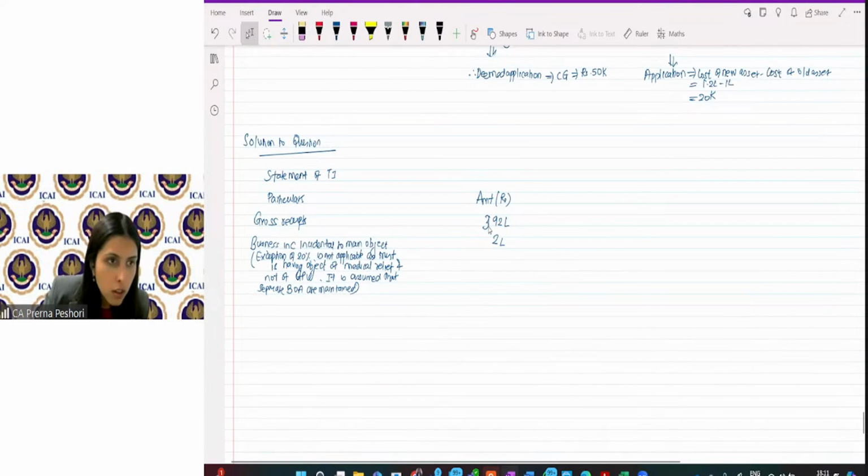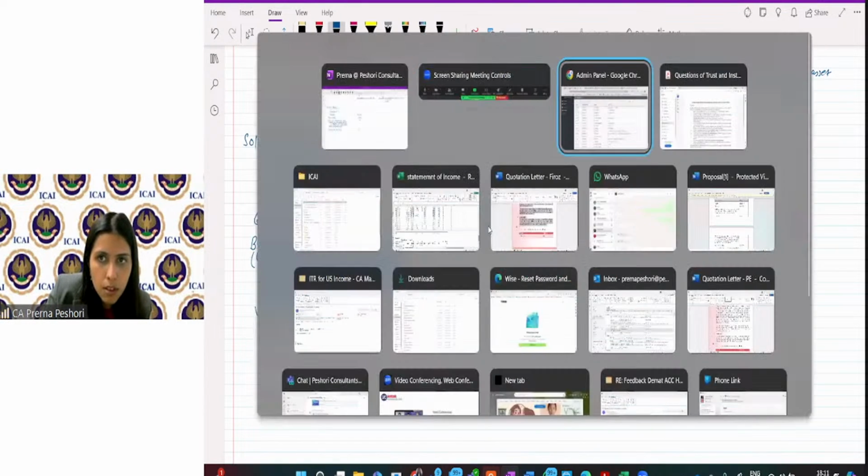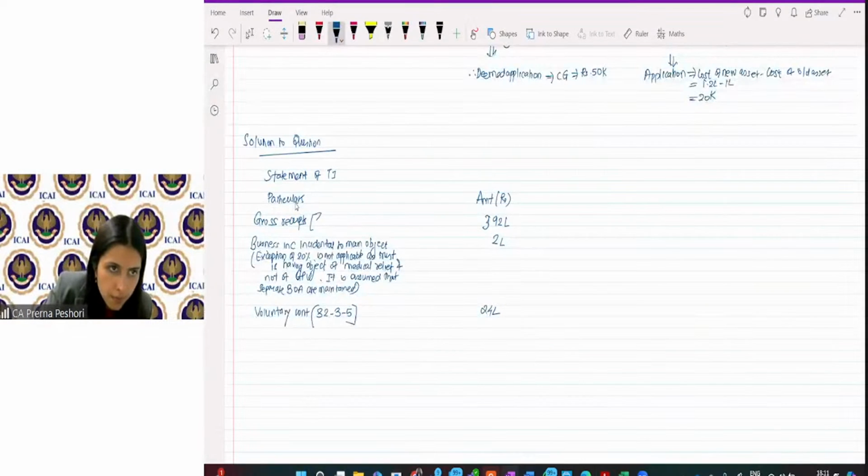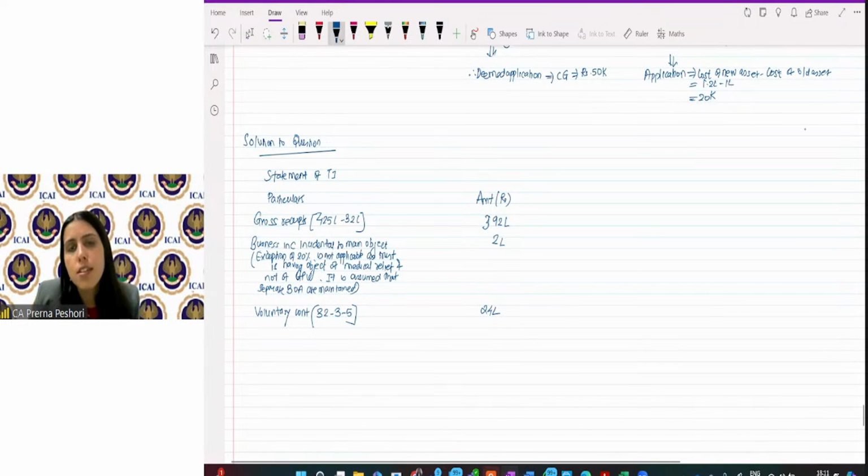So, voluntary contribution: 32 minus 3 minus 5. This is 24 lakh. Here also you can write down 32 minus 8. Okay. So this is 24 lakh.